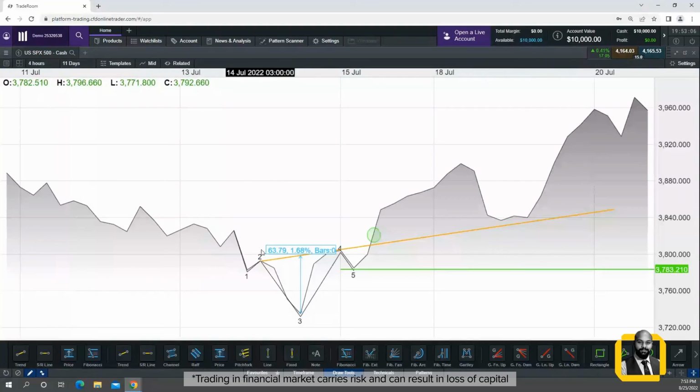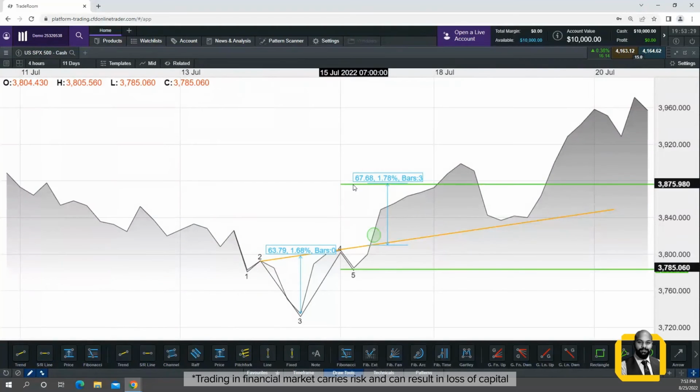So in this case, we see SPX has moved about $63. That is about 1.68%. So after you take a buy, that is after the breakout from the neckline, you measure your $63 or about 1.7% on the upside. This is your ideal target. So this is where your take profit is going to be.